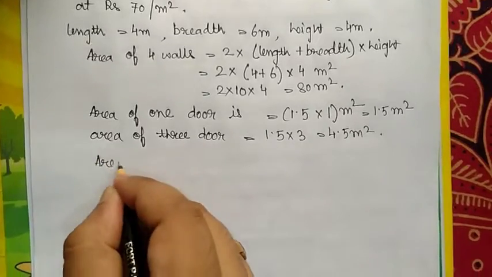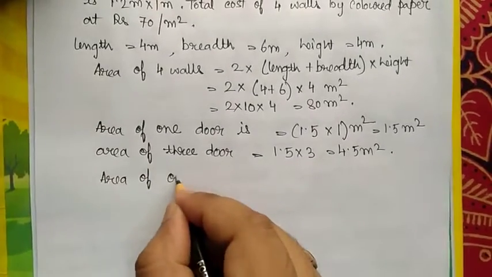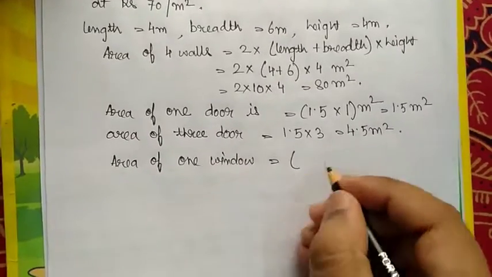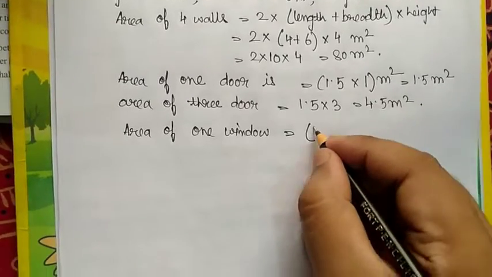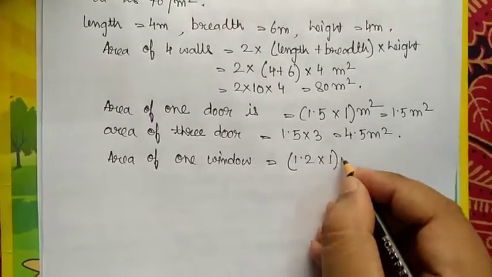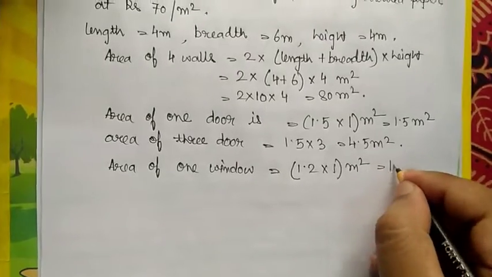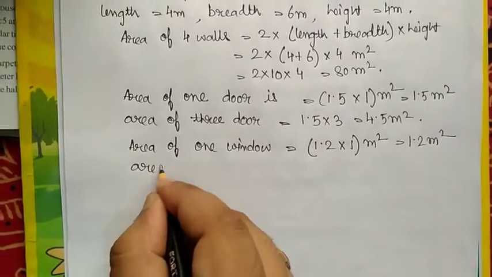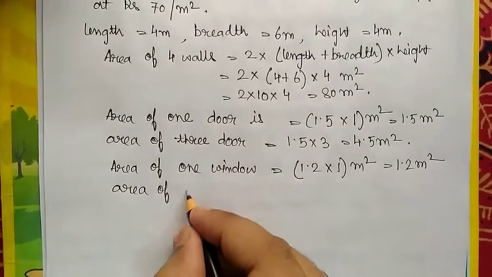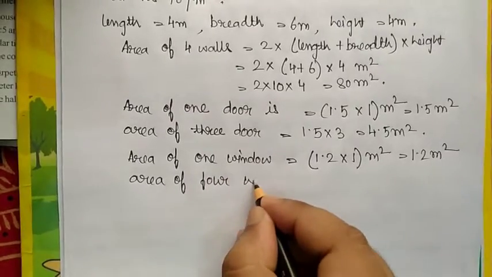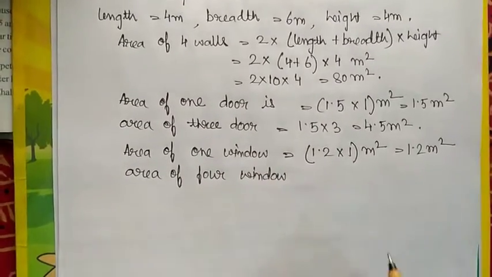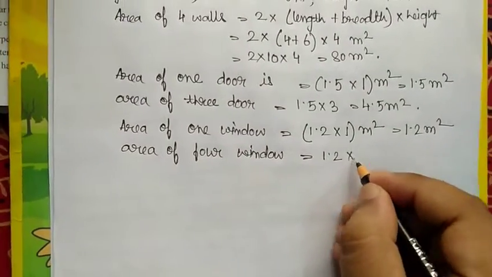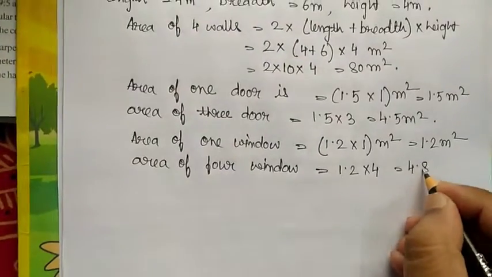Now area of one window equal to, the given is 1.2 meter into 1 meter. So therefore 1.2 into 1 meter square. So the answer is 1.2 meter square. There are in total 4 windows. So area of 4 windows equal to 1.2 into 4, 4.8 meter square.